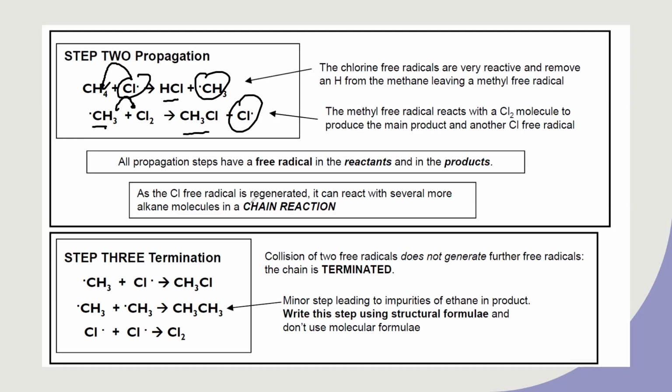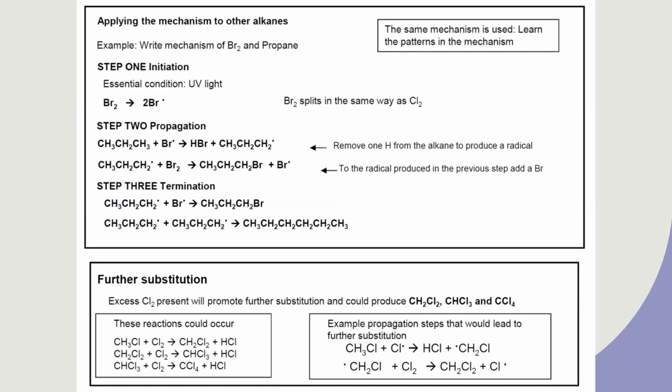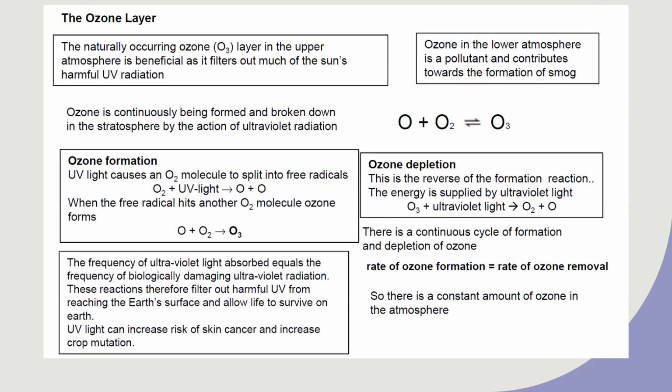So the cycle continues. How does the reaction terminate or stop? When the radicals form a bond with each other, then the reaction stops. So if a methyl radical reacts with another methyl radical, it will form ethane, and CH3 reacts with Cl, forming methyl chloride, and a chlorine radical reacts with another chlorine radical, forming a chlorine molecule. So the termination step, how the reaction can stop, is by removing all the free radicals. And the same thing is there for bromine substitution.